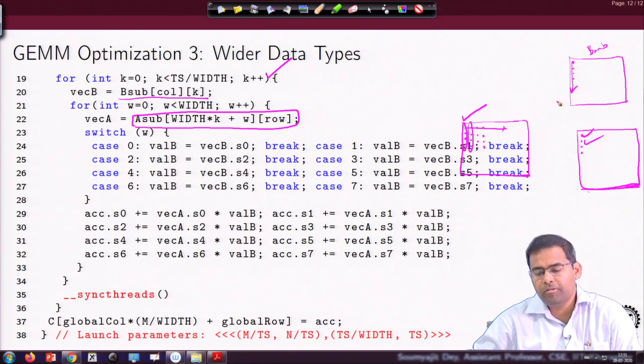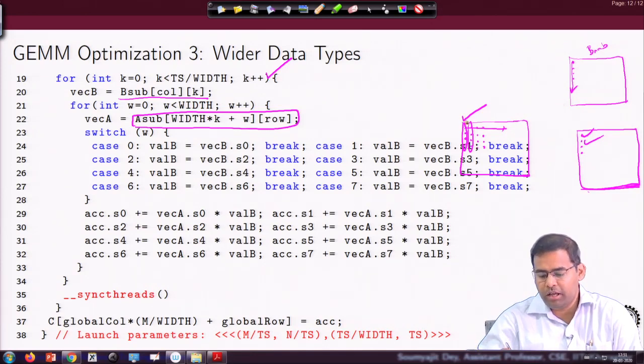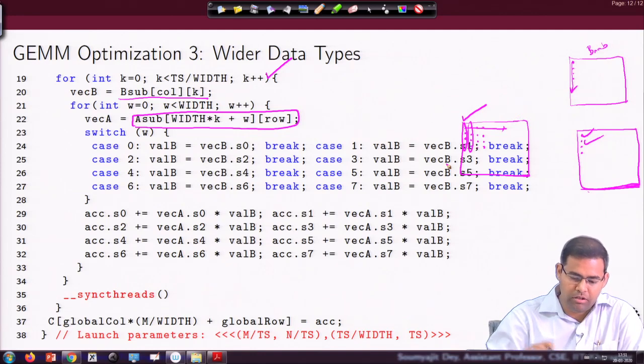I hope this is clear. What is the problem? Because I have them in these columns, right. Since they are in columns, but actually I need to compute like the rows. So, I have to look inside the components. That is what is done by the switch case.